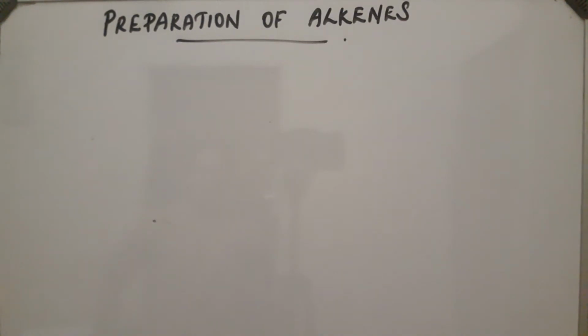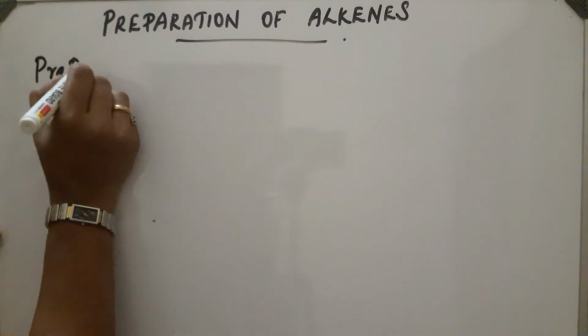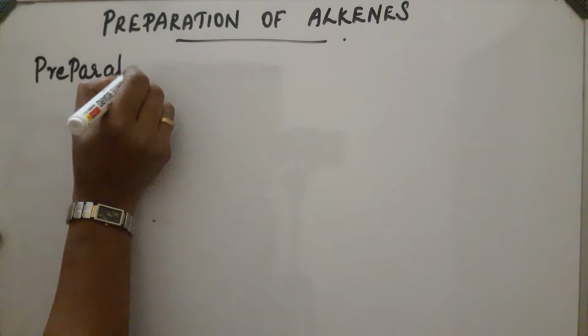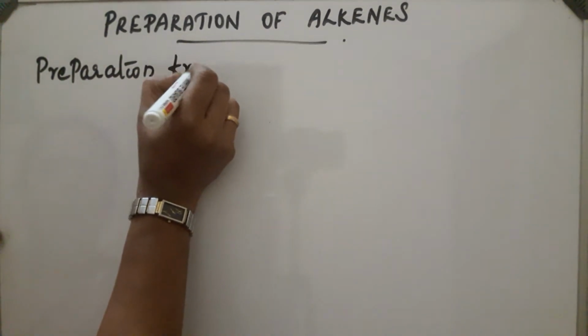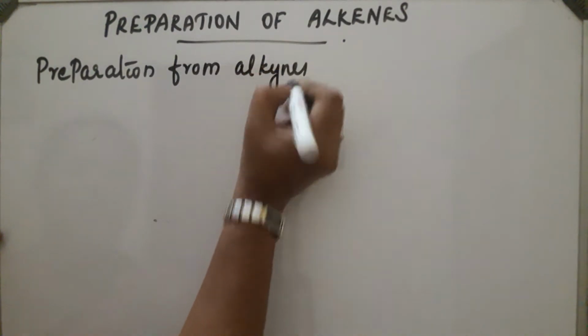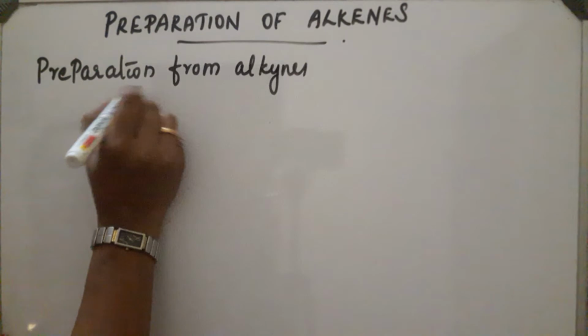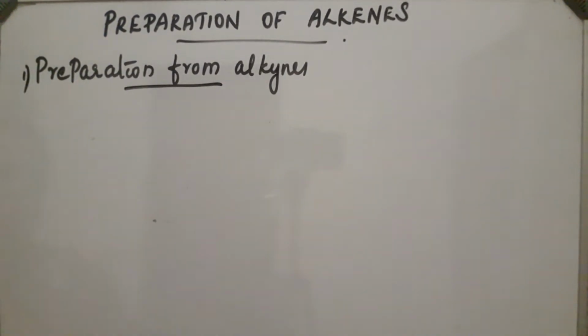Preparation of alkenes. First, preparation from alkynes. Alkynes on reduction, in the presence of some catalyst, get converted into alkenes. In this case, geometrical isomers are possible, and different catalysts give different isomers.